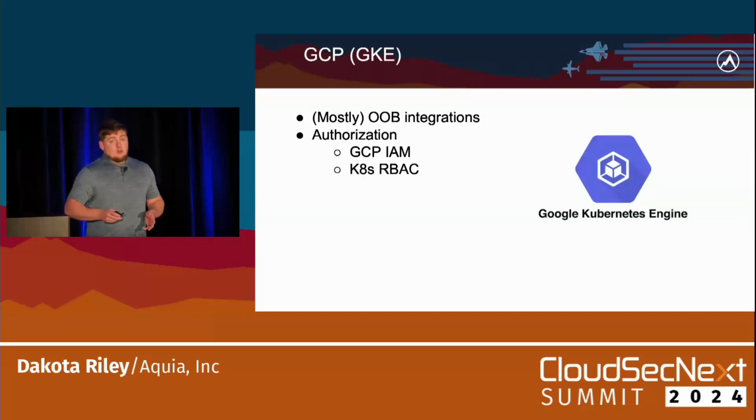So, moving on to Google Kubernetes Engine, or GKE. Having kind of, I guess, grown up on EKS, GKE definitely felt like the more native in terms of identity integrations, probably due to the fact that Kubernetes was born at Google, right? So it's mostly out of the box, and the two ways to authorize access are you have the actual GCP IAM policy itself, or you still have Kubernetes RBAC.